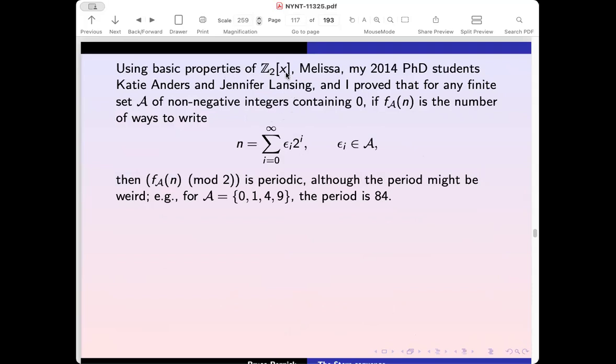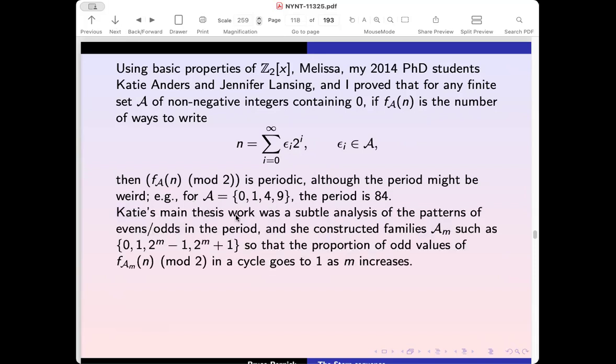Then, using basic properties of Z2 of X, Melissa, Katie Anderson, Jennifer Lansing, who were 2014 students of mine, and I proved that for any finite set A of non-negative integers containing 0, if you define FA of n to be the number of ways to write this, then FA of n mod 2 is periodic, although the period might be weird. For example, for 0, 1, 4, and 9, the period is 84. Katie subtly analyzed the patterns of even and odd elements in the sequence and constructed families so that the proportion of odd values goes to 1 as m increases. She did a lot of other things as well.